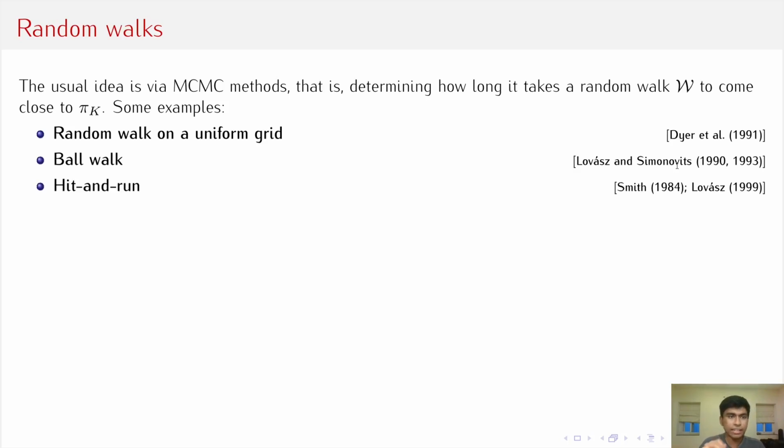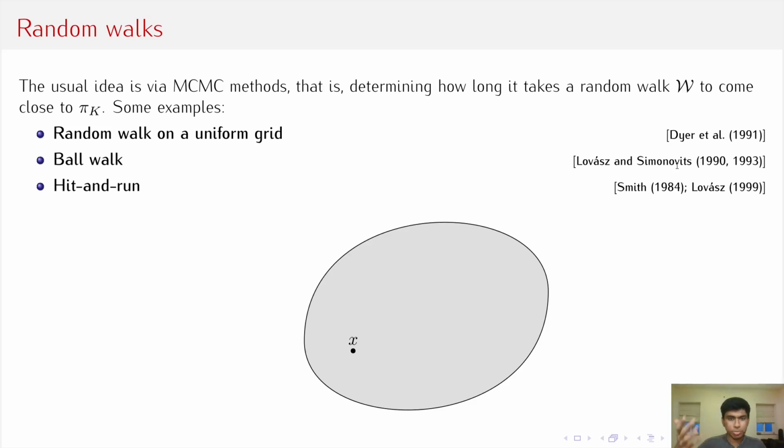Another walk is the hit and run random walk. What this random walk involves is that if you're at a point x right now, then to choose the next point y, first you pick a uniformly random direction from, say, the unit sphere. And then from the segment, which is the intersection of this directional line with the convex body, you uniformly randomly pick the next point y.